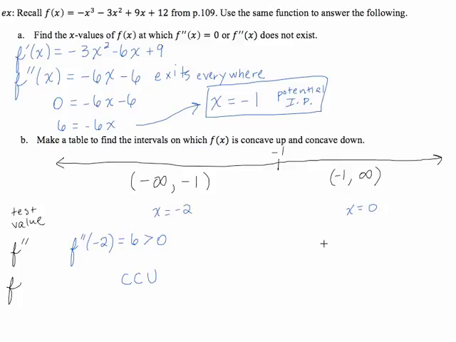Okay, if we plug in 0 into the second derivative, here's my second derivative. Negative 6 times 0 is 0, minus 6 is negative 6, that's negative. So the second derivative at 0 is negative. Therefore the function is concave down at 0, and since negative 1 is my only place where it can possibly change from concave up to down or vice versa, the function must be concave down for the entire interval from negative 1 to infinity.